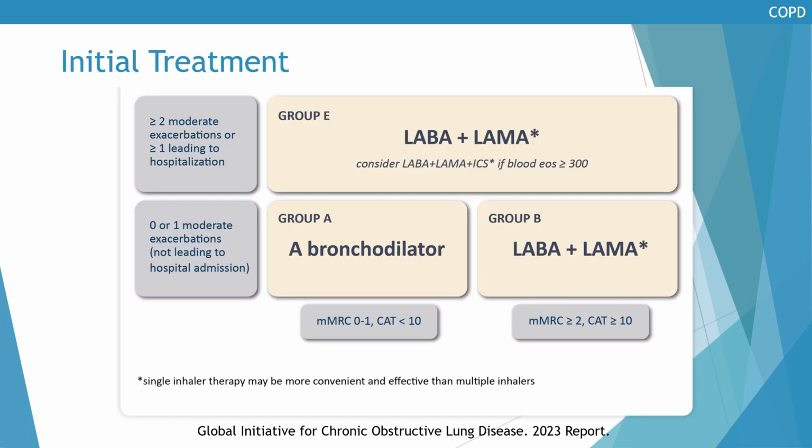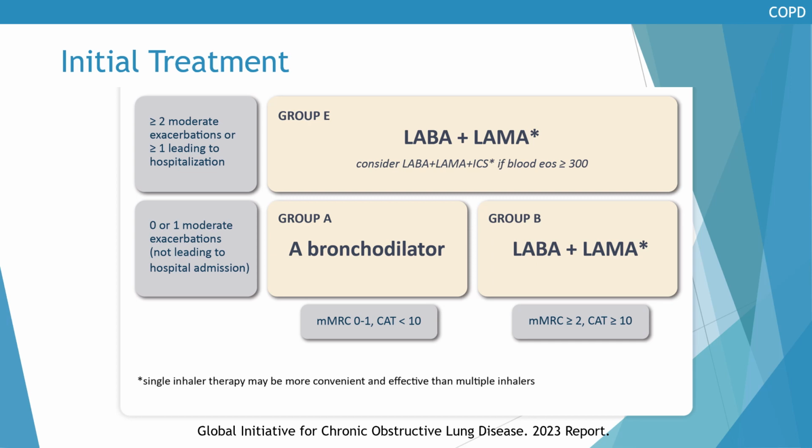So the reason why it's important to identify which A, B, C, or D group the patient is in is to know what initial treatment would be appropriate for the patient. If the patient is identified to be in group A because they don't have very severe symptoms using those symptom tools and they don't have a severe history of exacerbations, then it's appropriate to start the patient on just a bronchodilator and no other inhaler therapies.